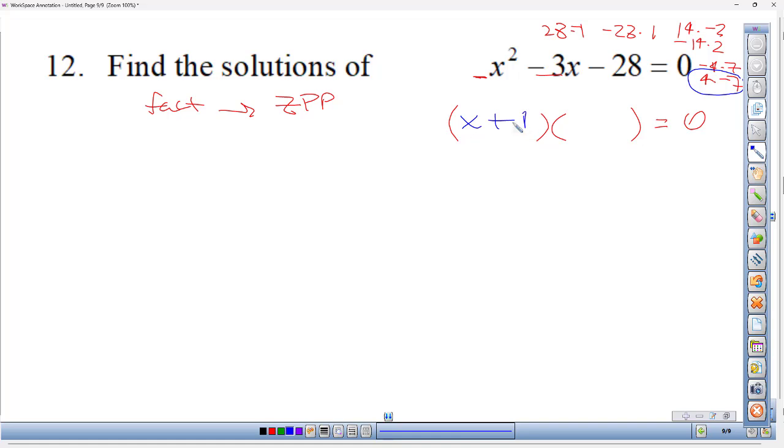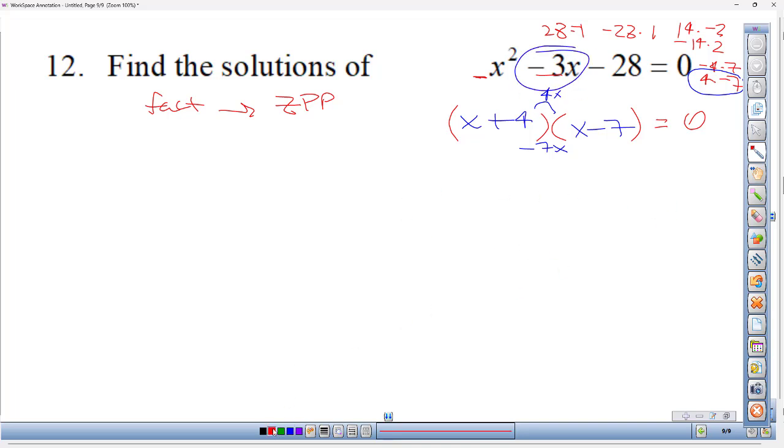So my factors are x plus 4 times x minus 7. And if I wanted to just double check, does x times x make x squared? Correct. Positive 4 times negative 7 makes negative 28. This would be 4x, and this would be negative 7x. And yeah, they make negative 3x.